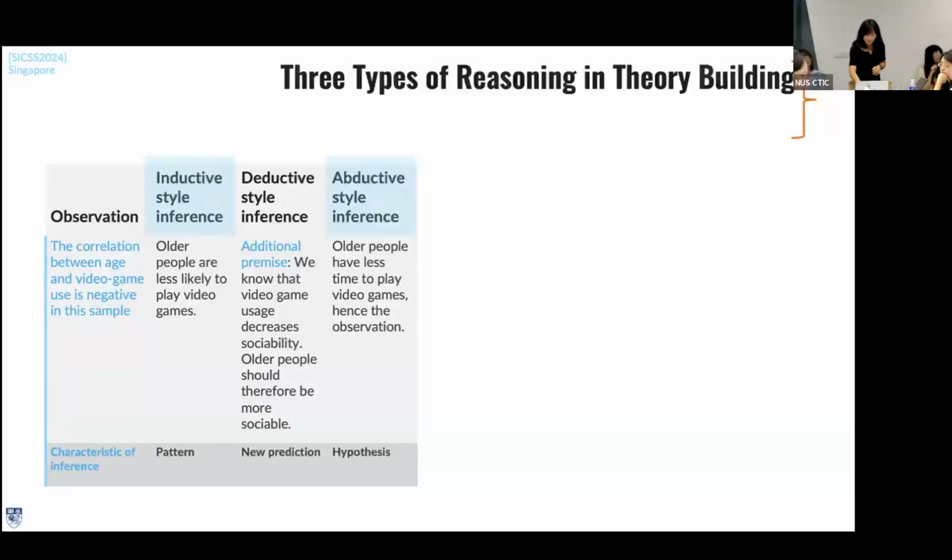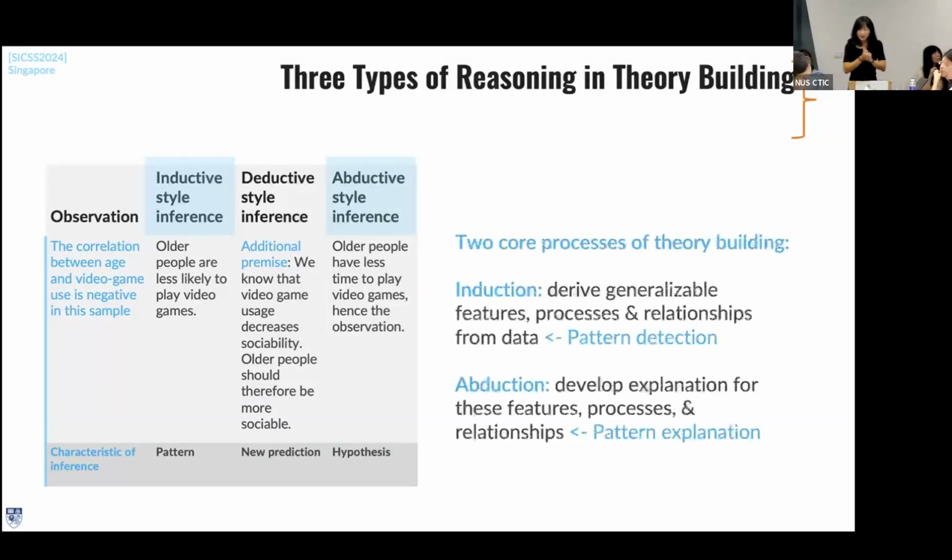Inductive style of reasoning. And that's the core of theory building. I want to explain this first because these two elements require very different skills. And we versus algorithms are better and worse at different parts of it. So in induction, what we're trying to do is derive generalizable features from the specific observations that we have. So it's pattern detection.